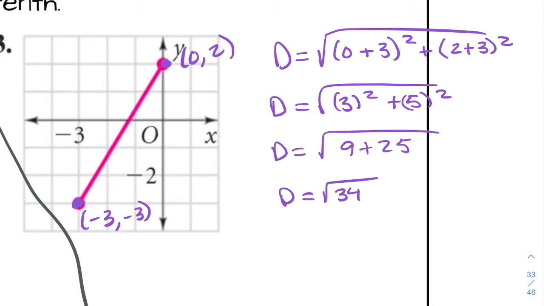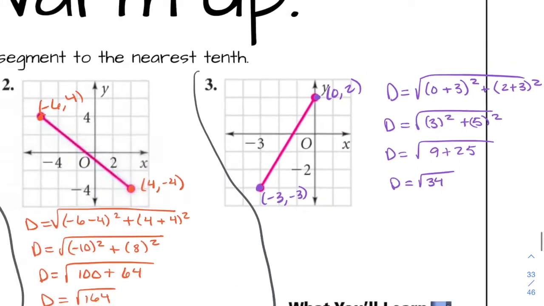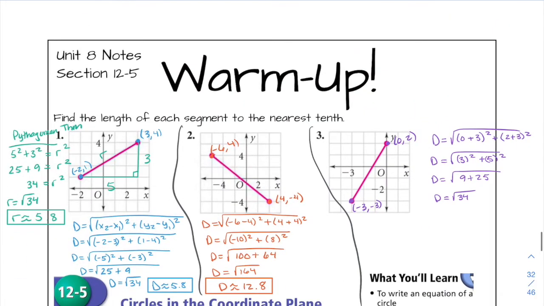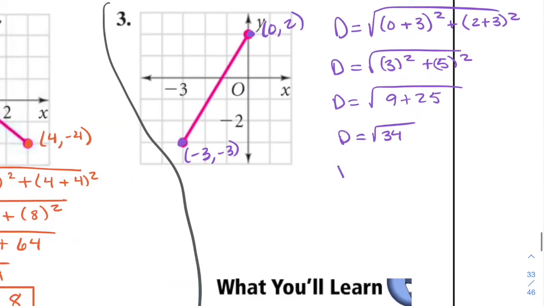Let me make sure I did that right. 1, 2, 3, 4, 5 by 3. This one's also a 5 by 3, just like the first one. So I get the same result of 5.8. So distance is approximately equal to 5.8.